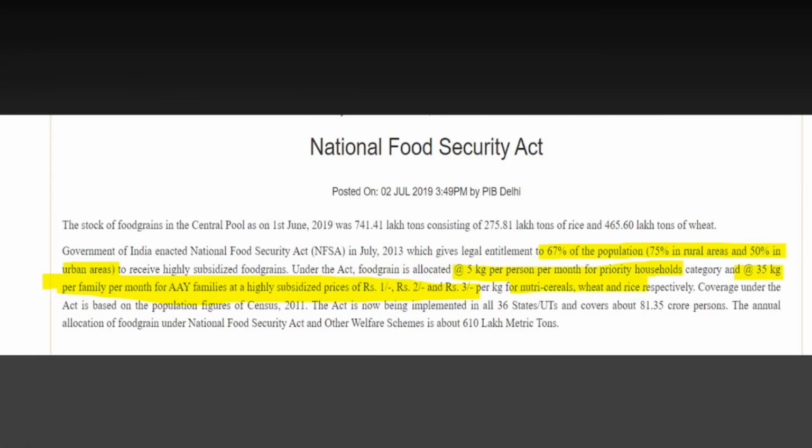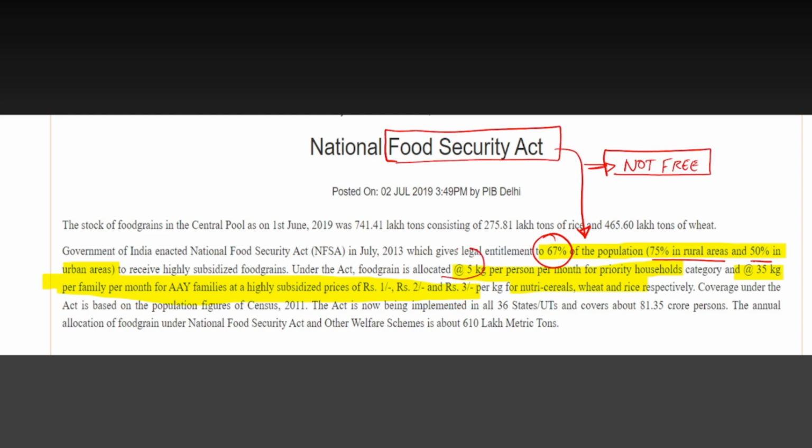Already there is a scheme called the National Food Security Act. If you think about it, how many people is it covering? It is covering nearly 67% of the population, 75% in rural areas. But it is not free. See, this is what you should know. It is not completely free. They are charging for 5 kg per person per month for priority households. At this rate, they are giving it at 1 rupee and 2 rupees, respectively, for cereals, wheat, and rice.